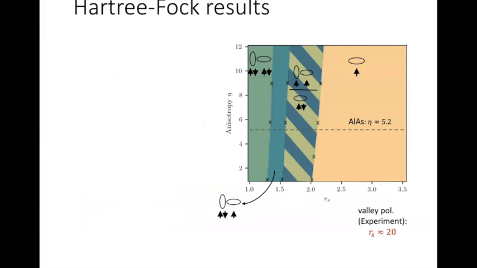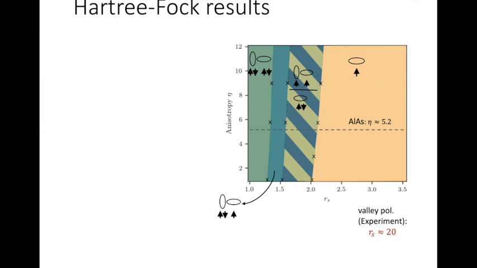Of course, we don't expect Hartree-Fock to work very well at intermediate and large rs. It's a strongly correlated problem, but nevertheless you can gain some insights from doing that. So this is a result of a Hartree-Fock mean field calculation for this problem as a function of rs, namely density. Density becomes lower when rs is bigger, and this anisotropy parameter eta: 1 means that the Fermi surfaces are circular, and when you increase eta, they become more and more eccentric. So you see this cascade of transitions.